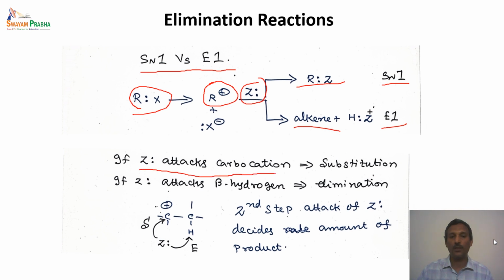So we can confirm that if the nucleophile attacks the carbocation, it gives substitution. If the base attacks the beta hydrogen, then we get elimination. So here again, whether the Z, the nucleophile or the base, abstracts a proton, that becomes elimination. If it adds to the carbocation, that becomes substitution.